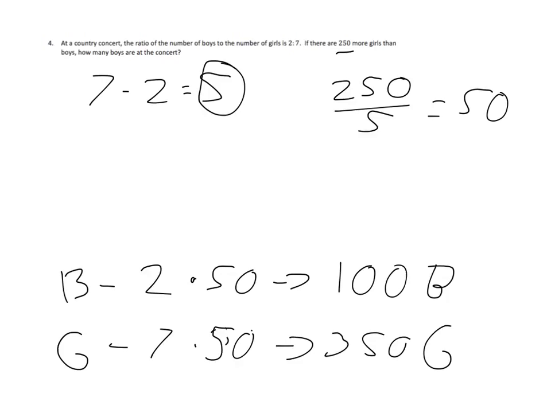And we can check to see if our answer's on the right track because the difference between the 2 is 250. If we take 350, we minus 100, we get 250. So we know we're on the right track.